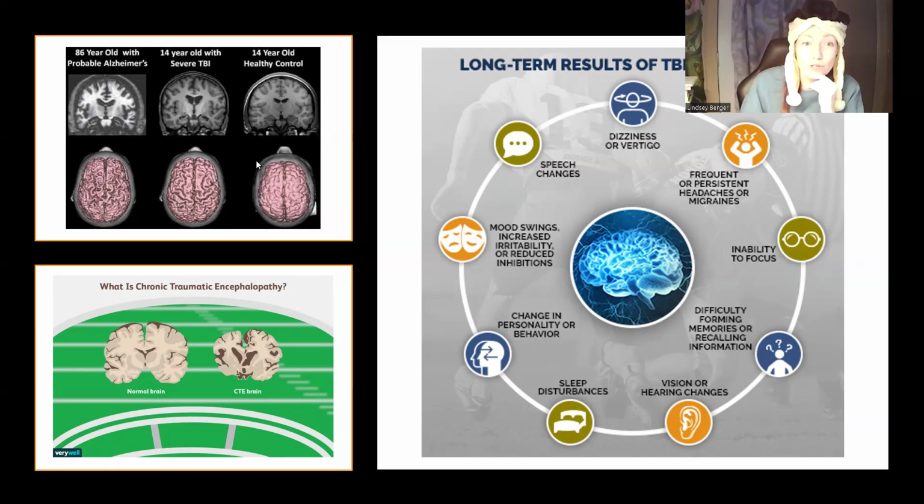And then here's a 14-year-old who didn't get hit upside the head by something. Does not look like the Alzheimer's brain.